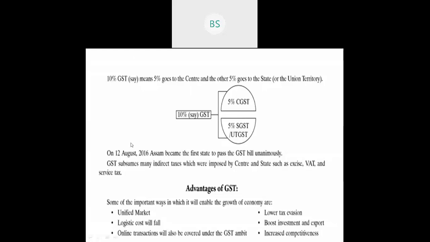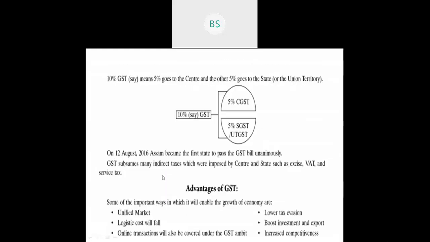Okay, so this is the first state where GST was applied for the first time. So which was the first state? That is Assam. GST subsumes many indirect taxes which were imposed by the central and state governments, such as excise, VAT and service taxes. So earlier there were many taxes, a total of 13 different taxes. They are merged and only one tax has been introduced, that is GST, goods and services tax.